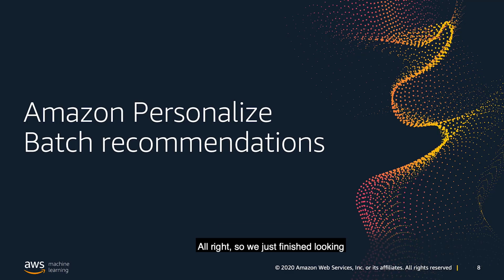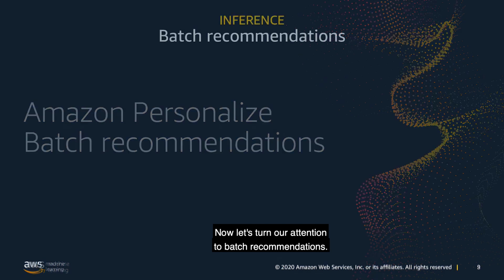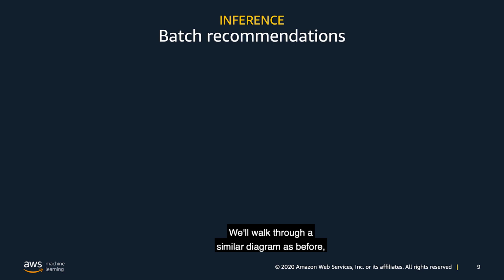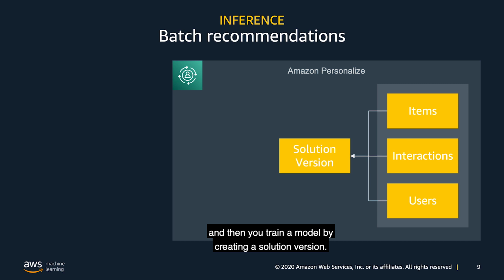All right, so we just finished looking at how real-time recommendations work with Personalize. Now let's turn our attention to batch recommendations. We'll walk through a similar diagram as before, where you start with your dataset group and your datasets, and then you train a model by creating a solution version. At this point, you're ready to create your batch inference job.